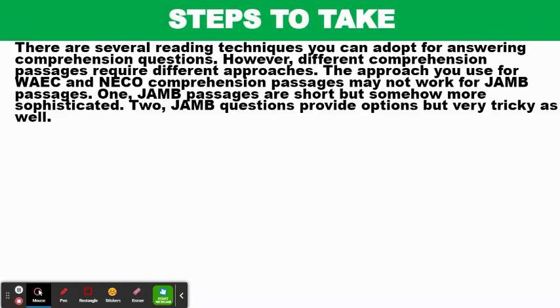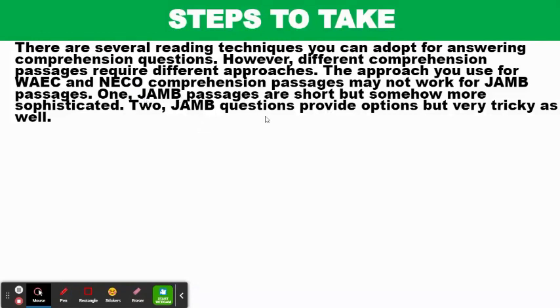So different comprehension passages require different approaches. That's another thing you need to understand. Different examination bodies come out with different comprehension questions. For example, the approach you use for WAEC and NECO comprehension passages may not work for JAMB passages or for post-JAMB, which is post-UTME. Post-UTME passages are sometimes similar to JAMB passages, but sometimes you might find some slight differences, but the questions are similar. For example, JAMB passages require you to answer objective questions, while WAEC and NECO will give theoretical questions, okay?